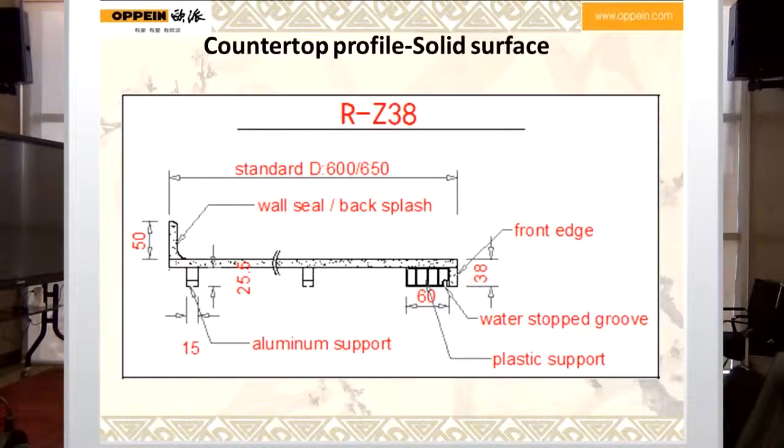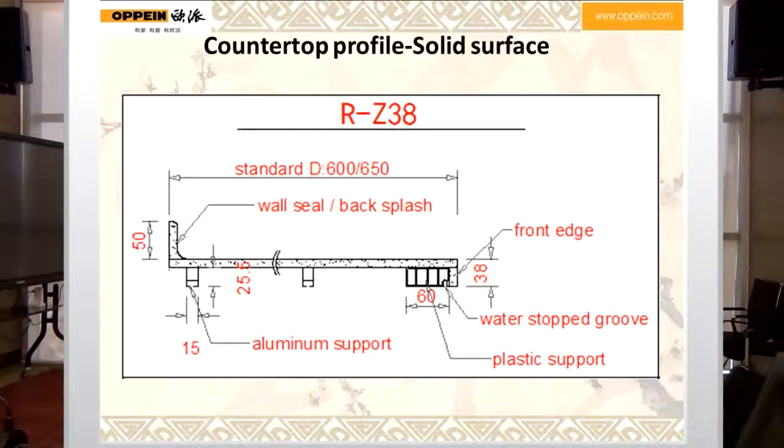This page is about the countertop profile for solid surface. This is the code R-Z38. The standard depth is 600 or 650 mm, and here is the washing backsplash. It is connected on the countertop, and the height is 50 mm. Here is the front edge. The height is 38, with a water stop groove.